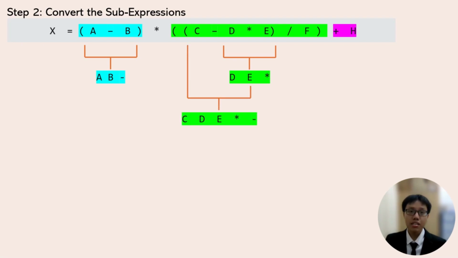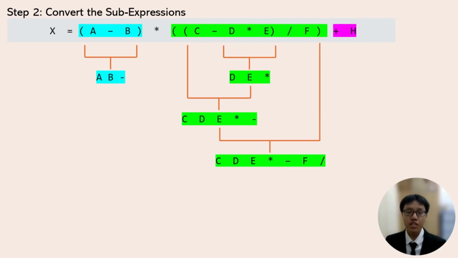Then C minus is evaluated. So postfix is C D E multiply minus. After that, the division operator is applied to the result of C minus D multiply E and the operand F. In postfix, the operator divide is placed after its operands. Postfix expression is C D E multiplied minus F divide.